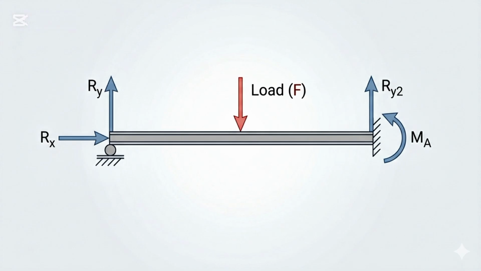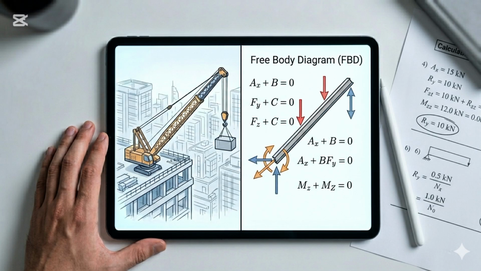For example, if a beam is supported at one end, we show the reaction forces at that support. If there is a load acting on the beam, we represent it with arrows indicating its magnitude and direction. A well-drawn free body diagram makes it much easier to apply the equilibrium equations and solve for unknown forces. Without an FBD, solving complex problems becomes confusing and error-prone.